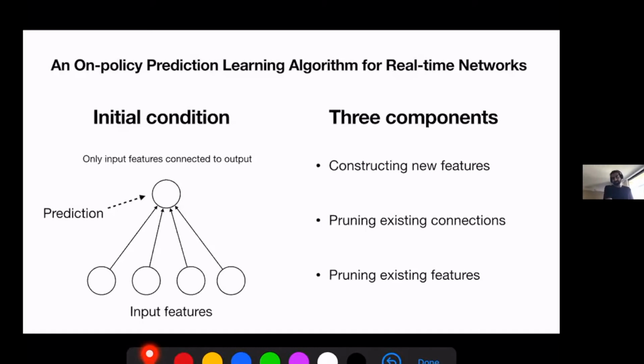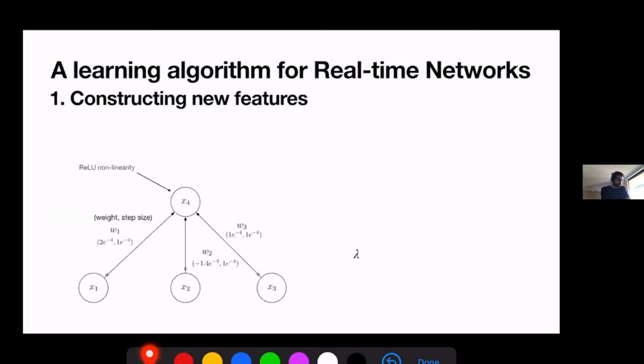One is you're going to construct new features. 2 is you're going to prune existing connections for whatever reason, maybe they're not useful. And 3rd is you're going to prune existing features, which are not useful. Now, in this talk, I'm mainly going to talk about constructing new features. I am going to have one mechanism of pruning, but that mechanism is very naive. It's good enough for this talk, but it's definitely not good enough in the long run. So let me talk about how you construct new features.